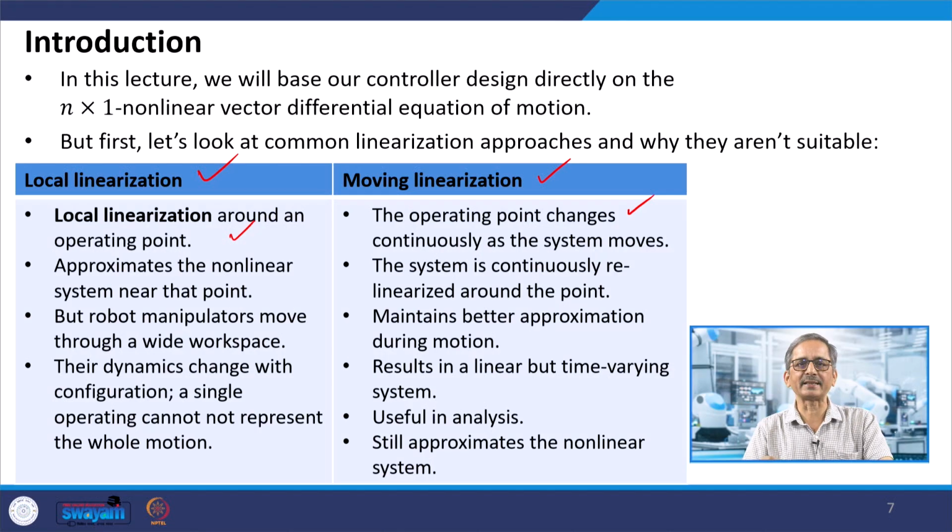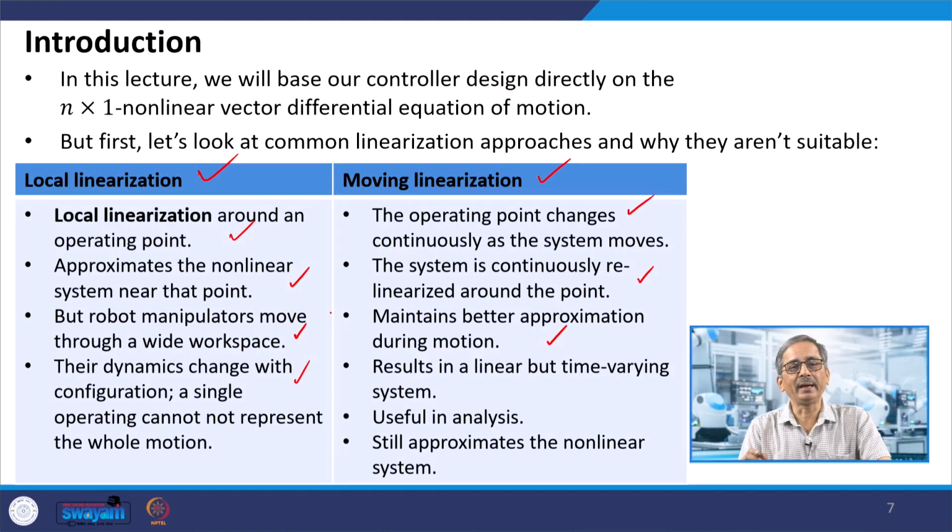So, it changes continuously as the system moves. And this approximation is true basically near that operating point. Here the system is continuously relinearized around the point, because it is moving. And here the robot manipulator moves through a wide workspace, and this one maintains better approximation during motion.